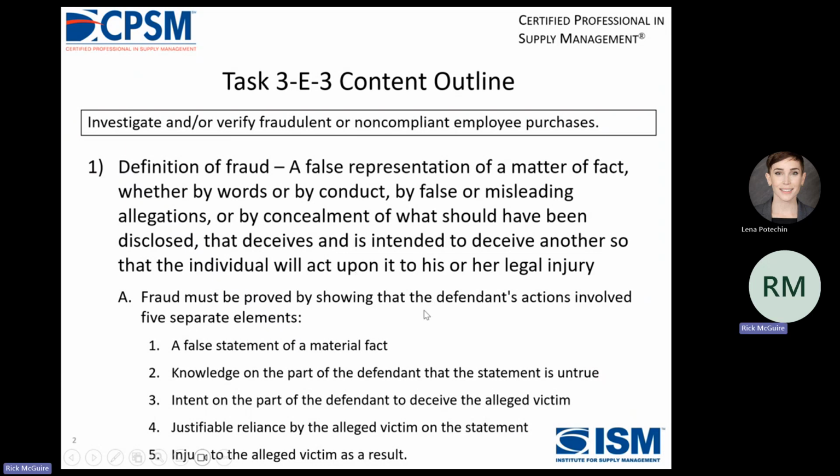So fraud must be proved by showing that the defendant's actions involve 5 separate elements: a false statement of material fact, knowledge on the part of the defendant that the statement is untrue, intent on the part of the defendant to deceive the alleged victim, justifiable reliance by the alleged victim on the statement, and injury to the alleged victim as a result. So if there's no injury, there's no fraud.